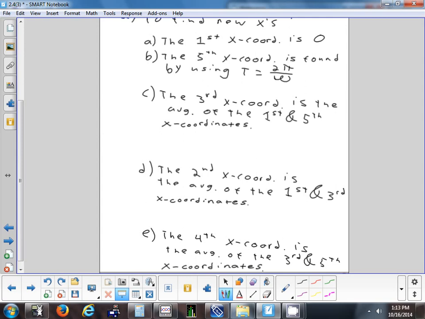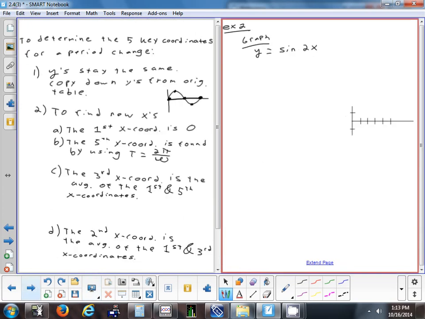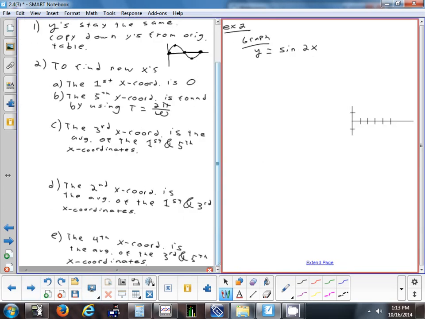Okay, any questions on that before we move on and look at an example? I can leave that up for a minute. What's the AG mean? Oh, that's average. All right, so those are 5 steps.